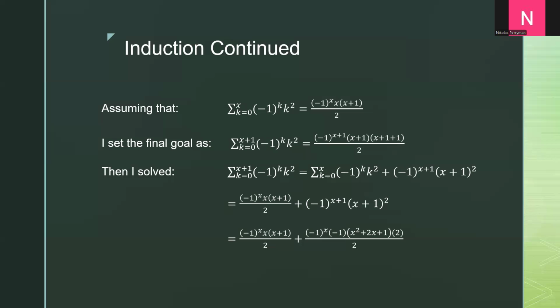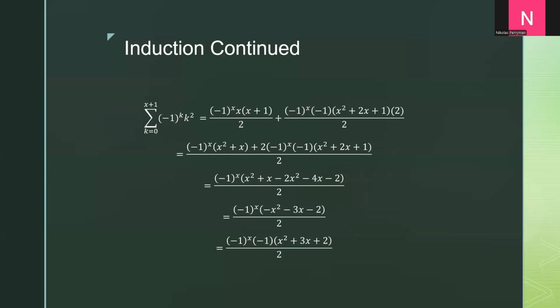So from there, I could plug in what we assumed about the basic x summation and then just keep solving from there. After plugging that in, I foiled out the square, I took the (-1)^(x+1) and separated one of the negative ones. And then I had to put it all over 2 so that everything was over the same denominator. That also means that I multiplied the top of that part by 2. So from there, just combine everything and we can pull out our common multiplier, which is just the (-1)^x.